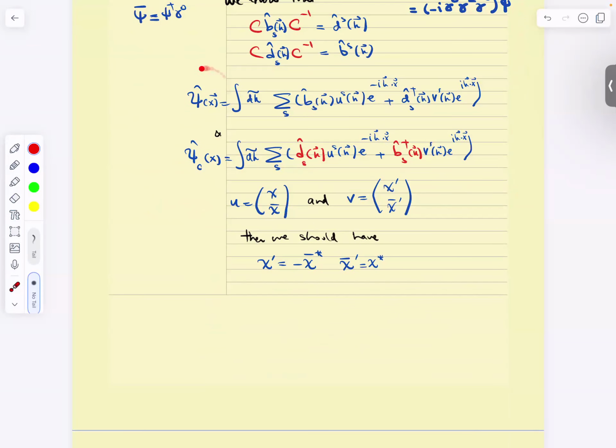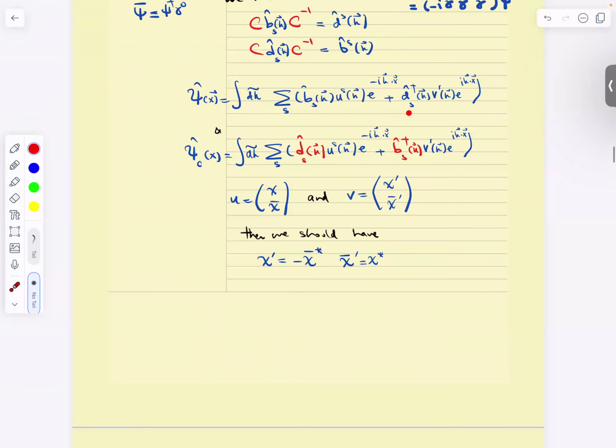So when it acts on psi, which was B and D dagger, it sends it to D and B dagger. Good. So when is a field, a fermion field, a Dirac field, invariant under charge symmetry? Look at this expression. These were solutions to the Dirac equation, right? These are matrices. These are vectors, right?